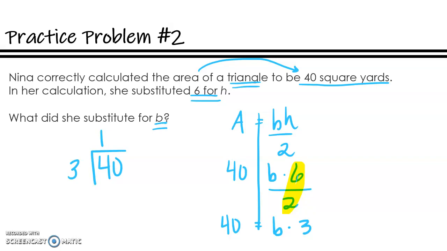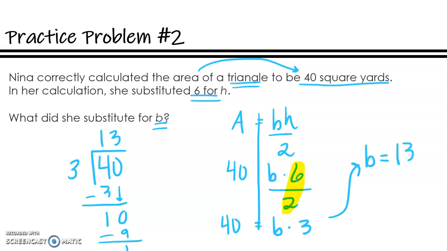3 goes into 4 once. I'm left with 1, bring down my 0. 3 goes into 10 3 times. And I'm going to keep getting 1. So my answer is, and I'm going to have to come over here because I ran out of room, b equals 13 wholes and 1, there's your remainder, third, because I was dividing by 3. And that is yards.